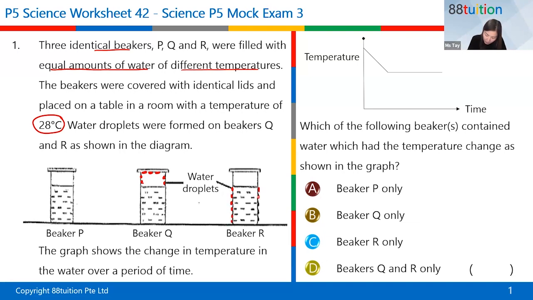So Gordon, firstly, tell me, what topics are involved in this question? The water cycle and temperature. Okay, so it's about heat, right? Heat as well as water. So there are actually 2 main concepts or 2 main topics being tested here.